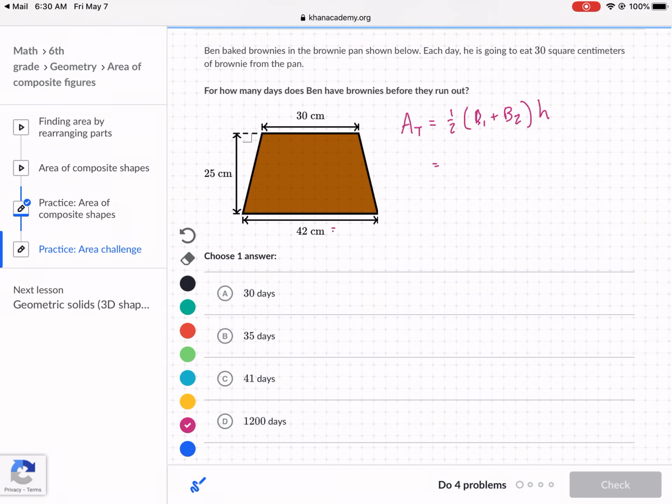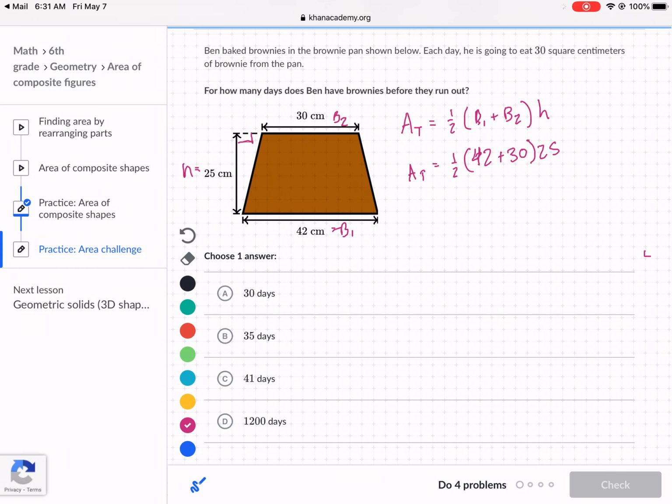Okay, 42 we'll call base 1, this we'll call base 2, and we'll call this the height right here, because it is perpendicular to the bases. So we have 1/2, base 1, 42, base 2, 30. Again, it's not important which one is base 1 or base 2 as long as it's the sum. And we multiply that by the height.